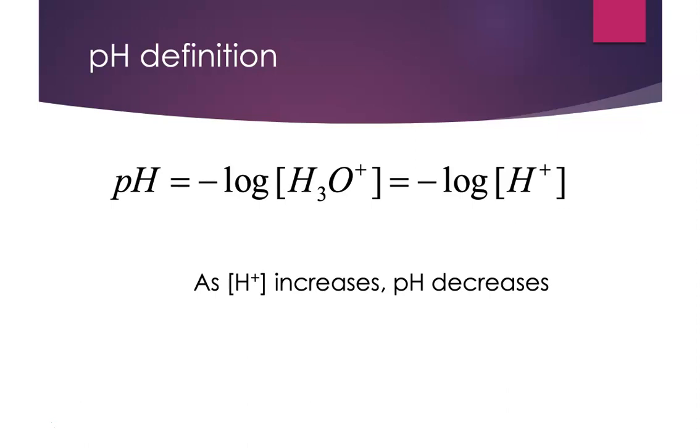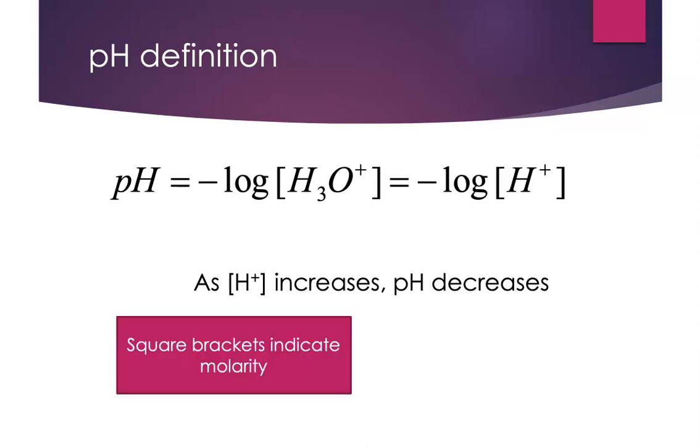All right, so what this means is that as the hydrogen ion concentration increases, the pH of the solution goes down. The more acidic your solution, the lower the pH, all right? So the other thing to keep in mind is that we're using the square brackets around the hydronium ion and around the hydrogen ion because we're saying that we're talking about molarity here, molar concentration, moles of H3O+ in a liter of solution.